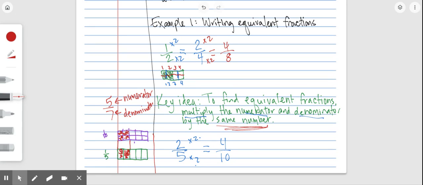Okay, now let's go even further. Let's multiply by something else. How about we don't just multiply by 2? How about we multiply by 5? 4 times 5 is 20, and 10 times 5 is 50.